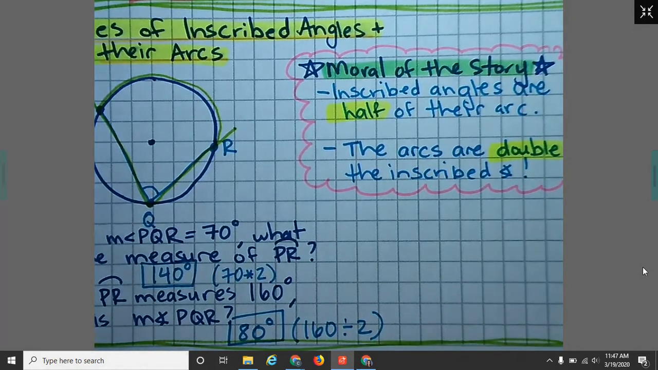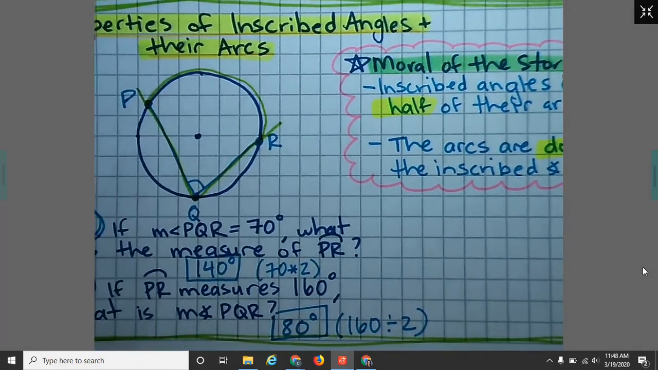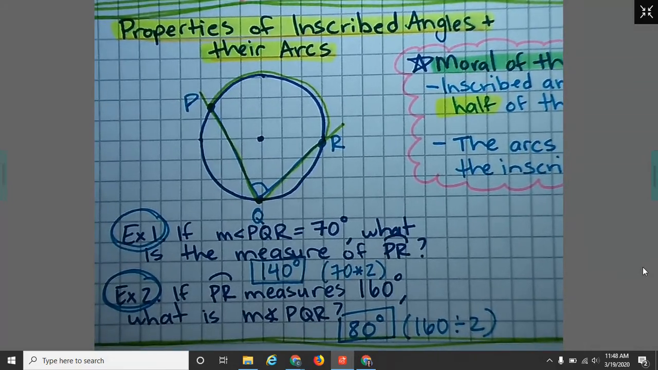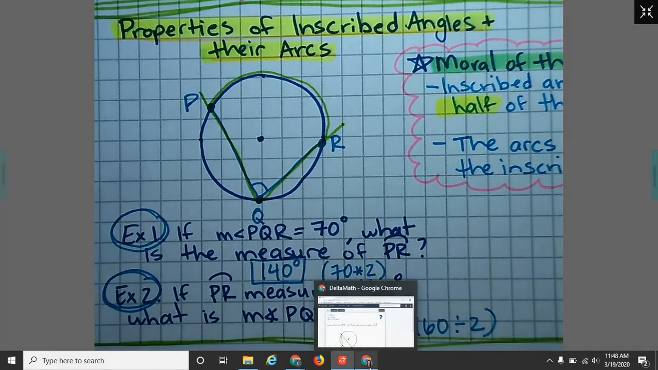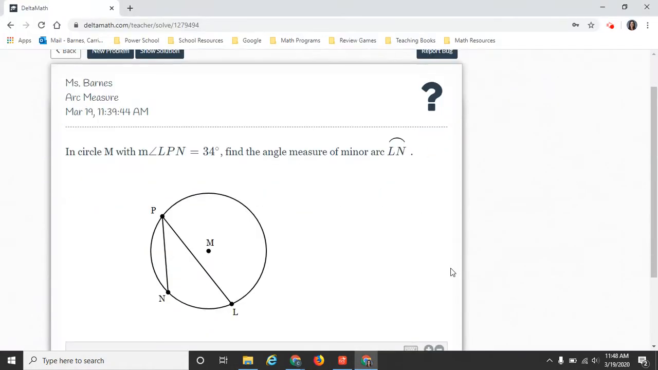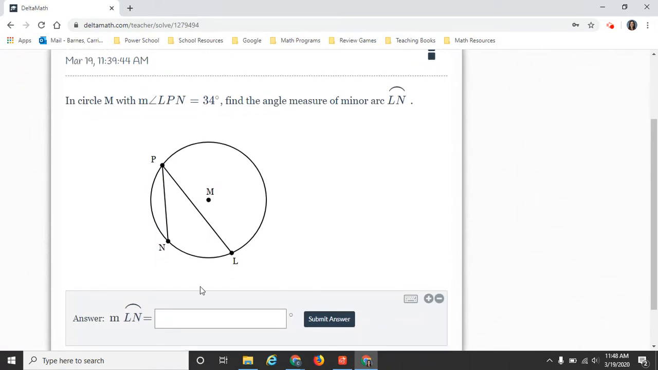I'm going to show you really quick how this assignment is going to work in Delta Math. So I'm going to go ahead and switch screens. Okay, this is what your assignment looks like. In circle M with LPN measuring 34 degrees, find the measure of the arc. Okay, so find the measure of arc LN.